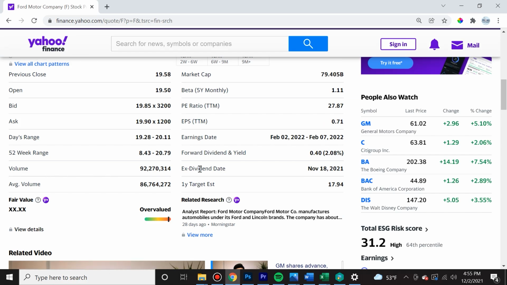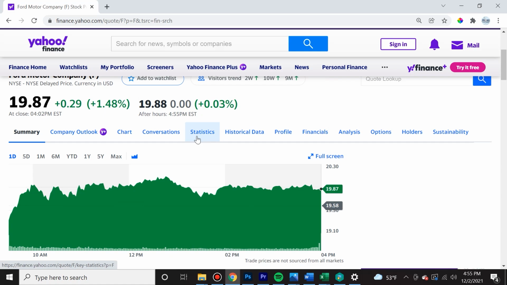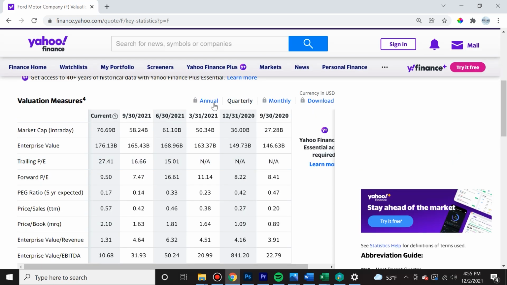But if you scroll down, you can't really see PB ratio, but you can see it if you click on statistics. So input any ticker here, click on statistics, and it will output for you trailing PE, forward PE, price to sales, price to book. This is awesome, and they keep it current. You can go quarterly or you can go annually. However, in order to view the annual, you do need to pay. Everyone's trying to get theirs, but quarterly, you're still able to see.